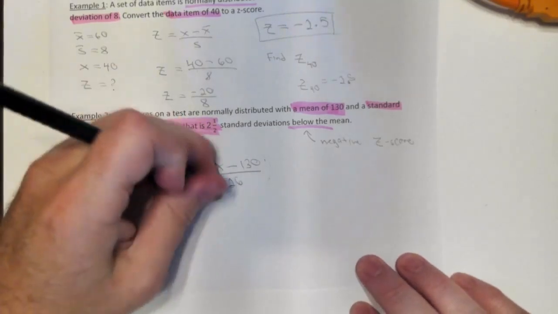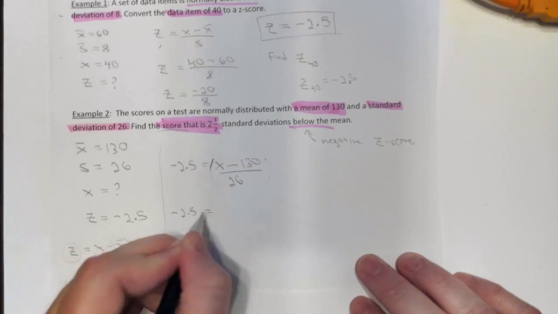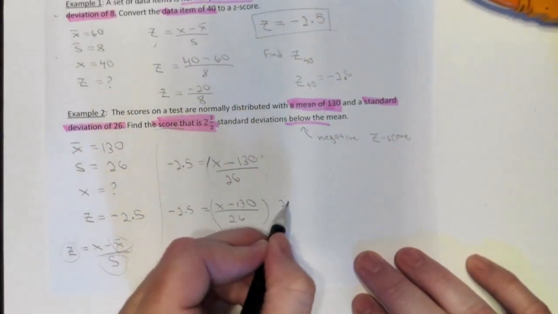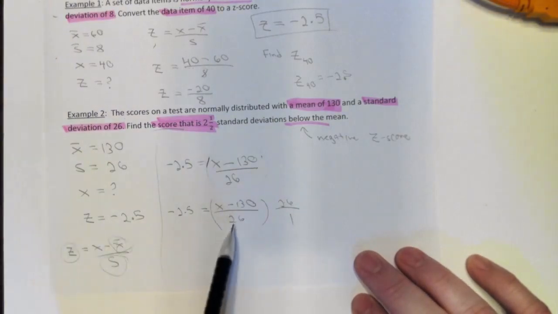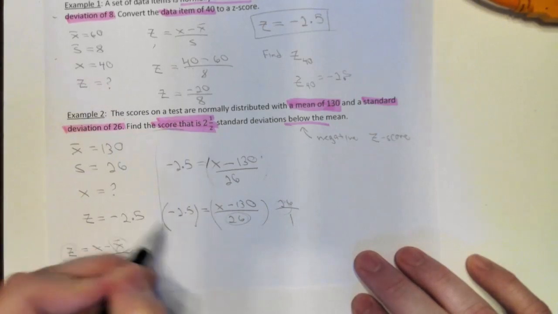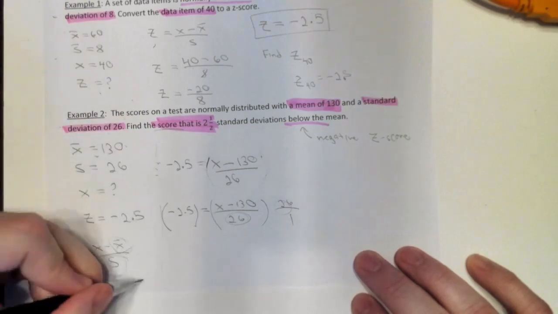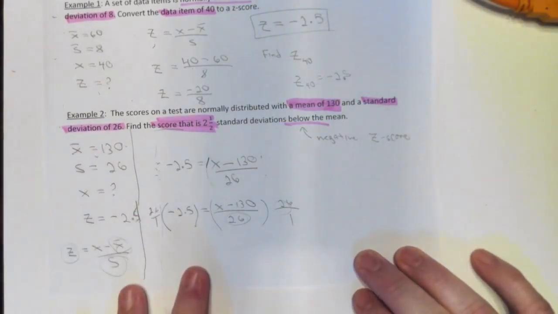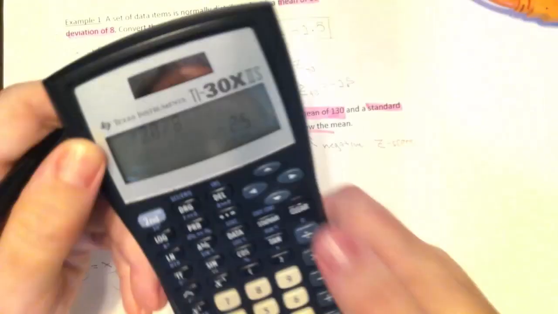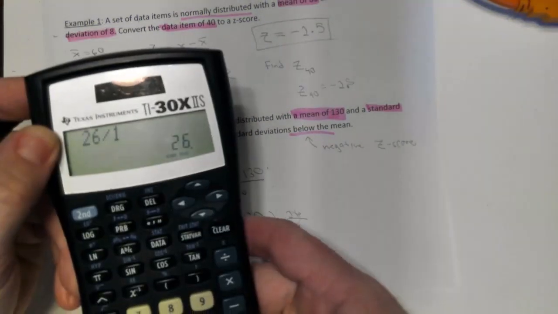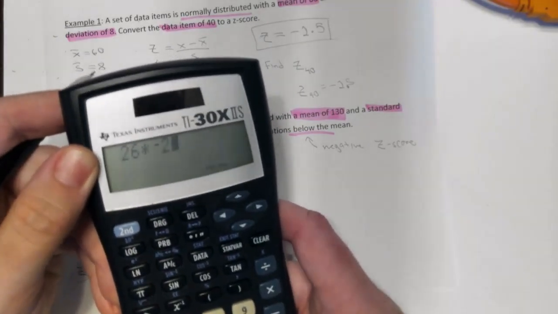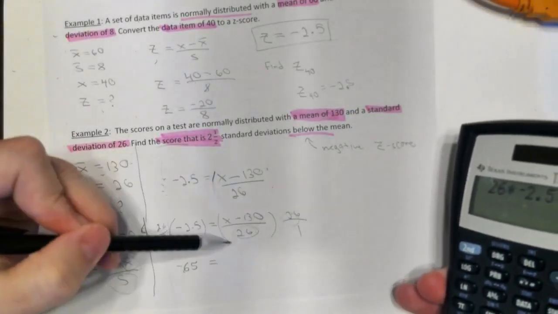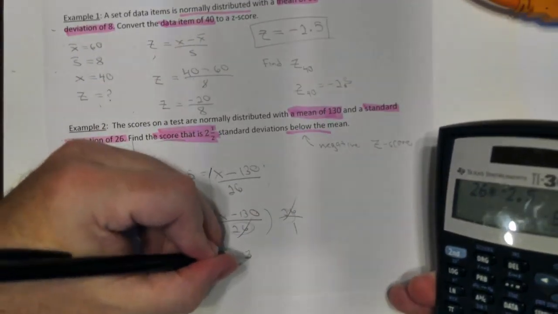So I'm going to rewrite this step. You don't have to rewrite it, but whenever I'm working these out, I like to kind of be explicit. So first thing I want to do is get rid of the fraction. So I'm going to multiply this by 26 over 1, because 26 over 1 and this 26 will cancel. But if I do that, I have to multiply this side also by 26 over 1. Okay. So 26 over 1 is just 26. Okay. 26 times minus 2.5 is minus 65. And over here, x minus 130 over 26 and this 26 cancel. We have x minus 130.